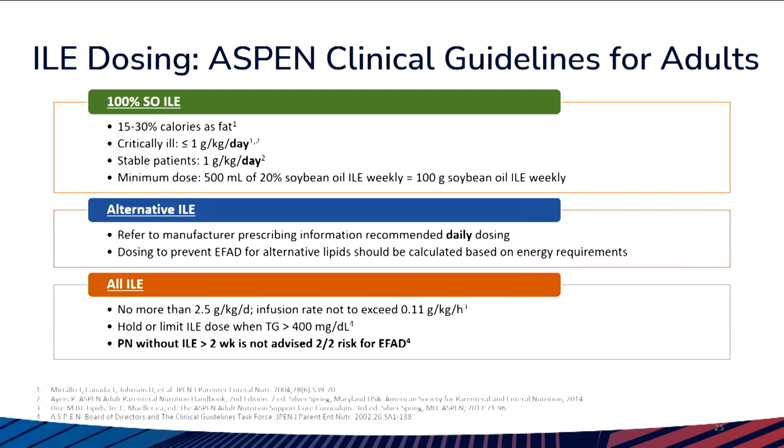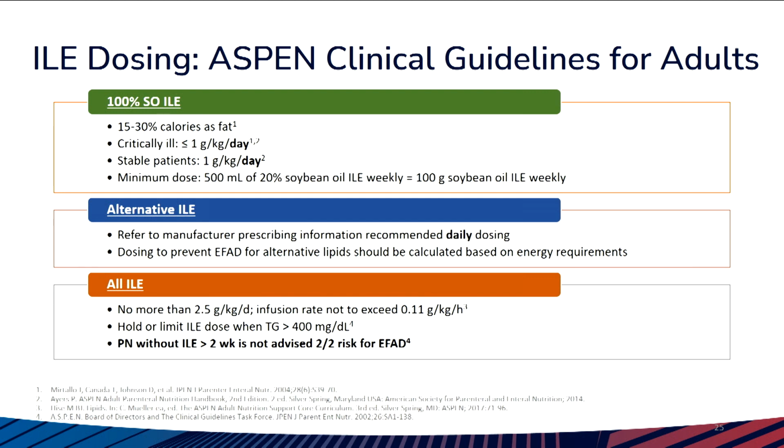For all ILEs, no matter what they are, you don't want to dose in adults greater than 2.5 grams per kilo per day, and the infusion rate shouldn't exceed 0.11 grams per kilo per hour. It's recommended to hold or limit the ILE dose if their triglycerides are greater than 400, but it's important to recognize that PN without ILE for greater than 2 weeks in adults is not advised. Like the previous slides earlier said, EFAD can develop in adults in 7 to 10 days. So if you're withholding lipids for longer than that, their risk for EFAD significantly increases.